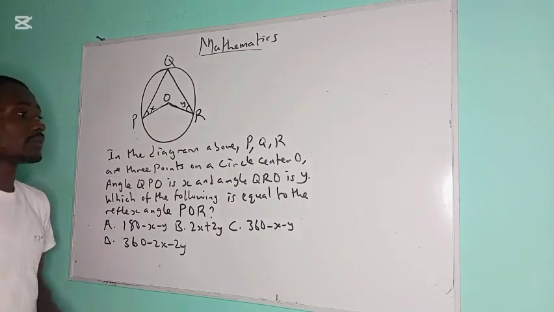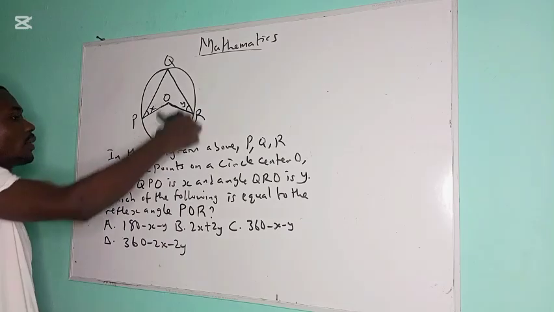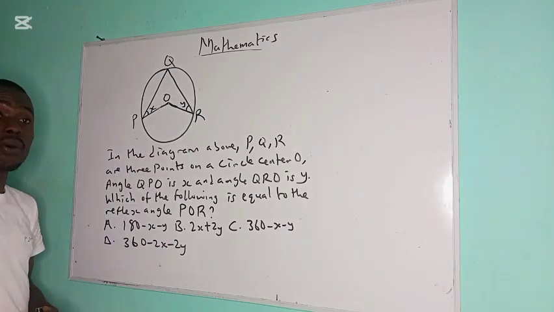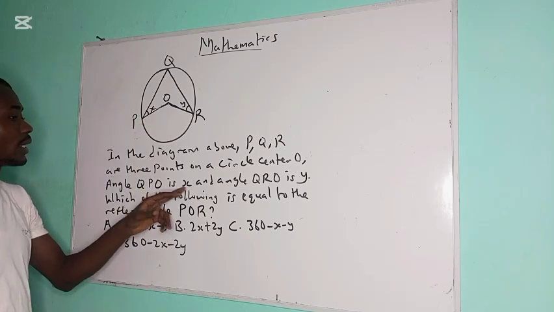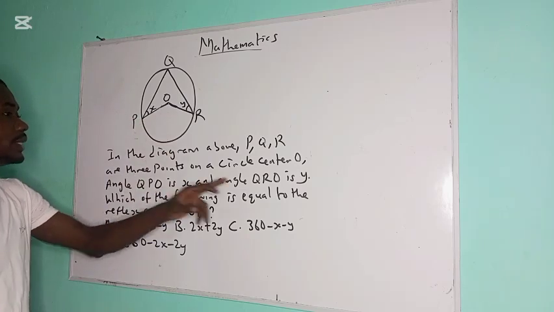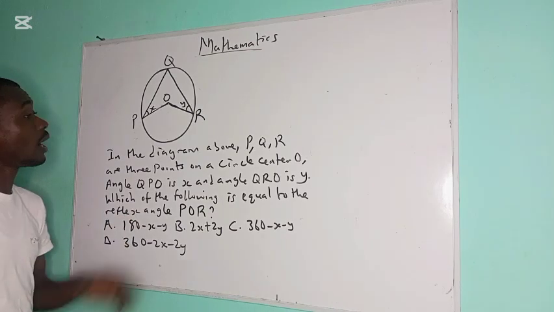In the diagram above, P, Q, R are 3 points on the circle center O. Angle QPO is x and angle QRO is y. Which of the following is equal to the reflex angle POR?